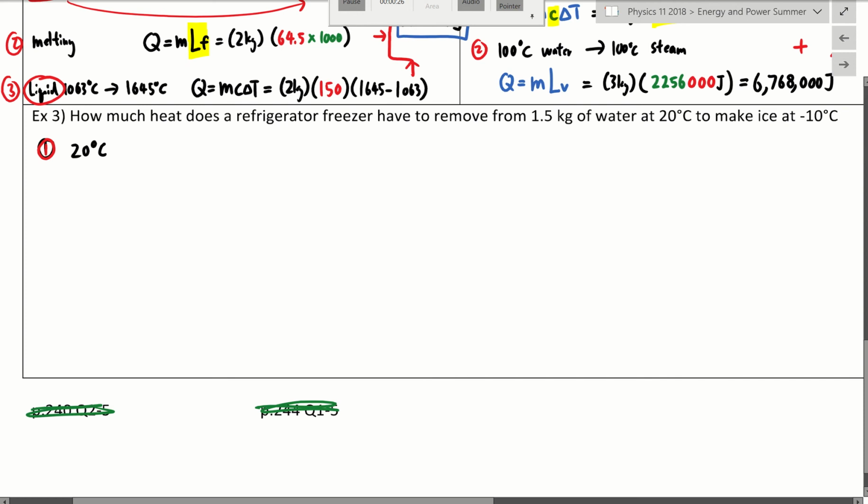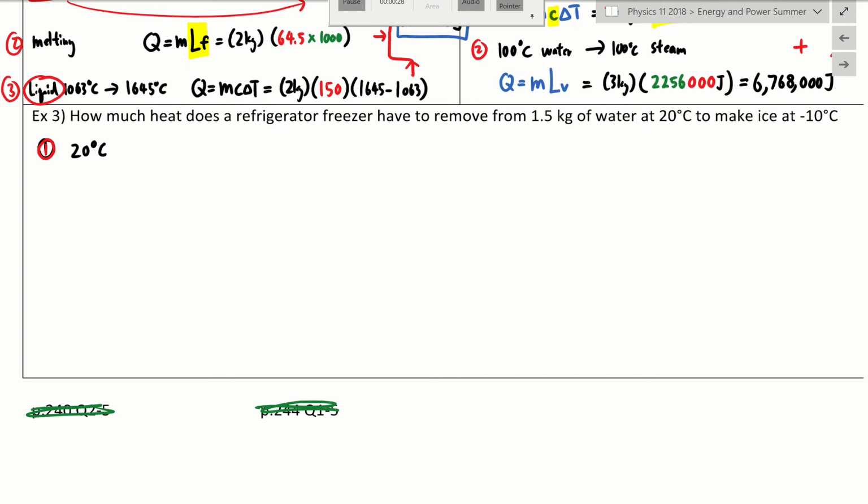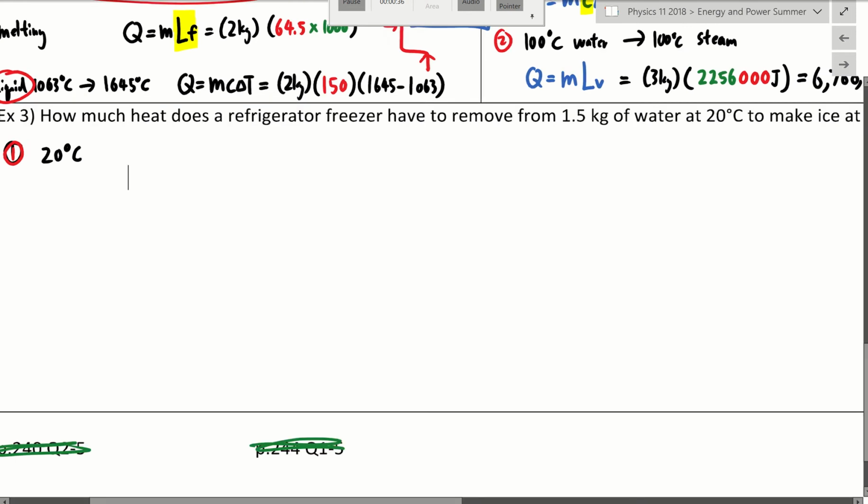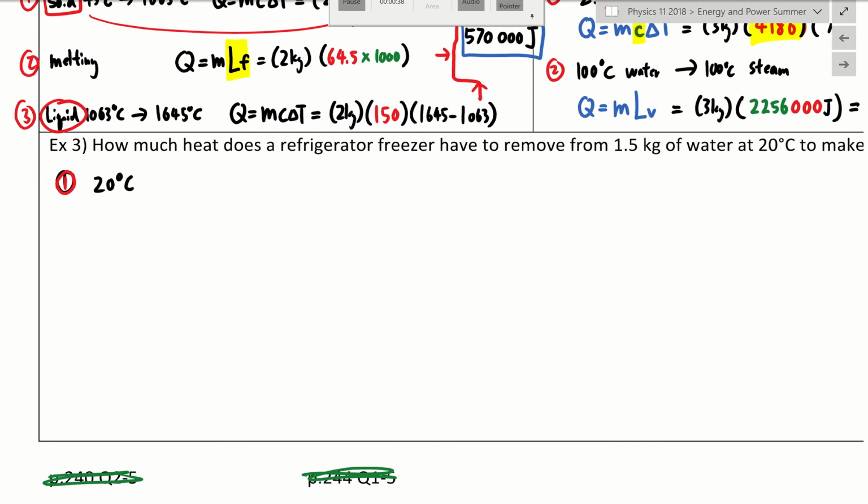So on a summer day, a lot of the time what we do is we put water in the refrigerator freezer and then we make ice with it, right? So let's say you have 1.5 kilograms of liquid water and you want to make it into ice. You want to make it into negative 10 degrees Celsius ice.